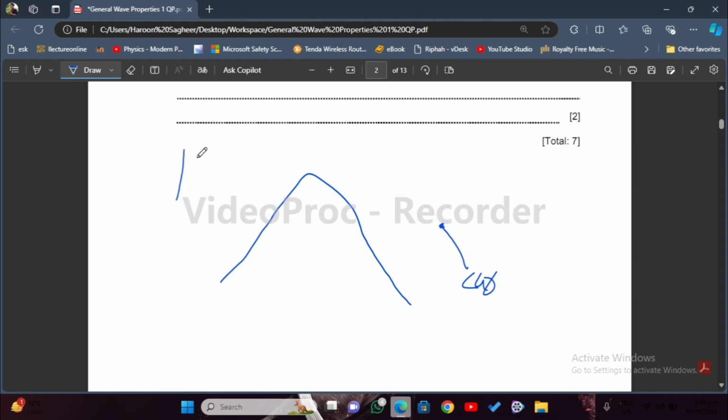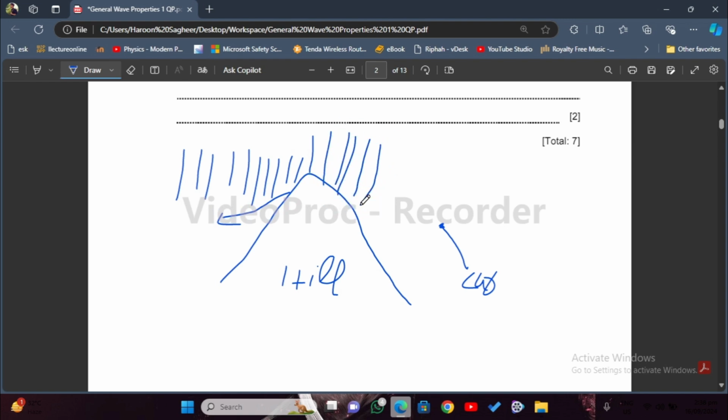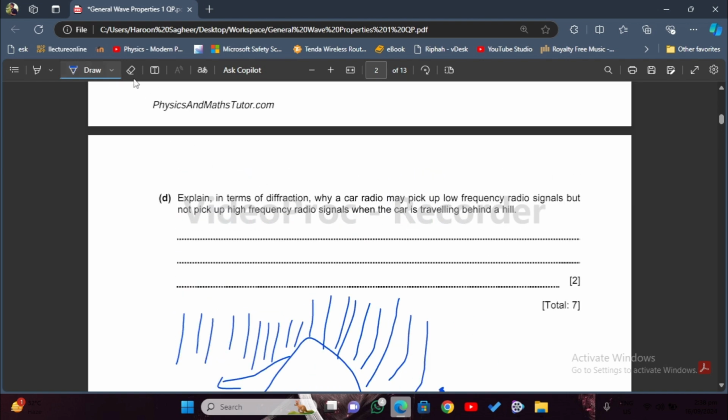So here are some radio waves which are about to hit that hill. This is the hill. Let me just write it down for you. And if you see, all the high frequency waves will be reflected back because of this hill, whereas the low frequency or high wavelength waves will be diffracted and those will be received with the help of this car antenna. I hope you understood the situation. Let's write the answer here.